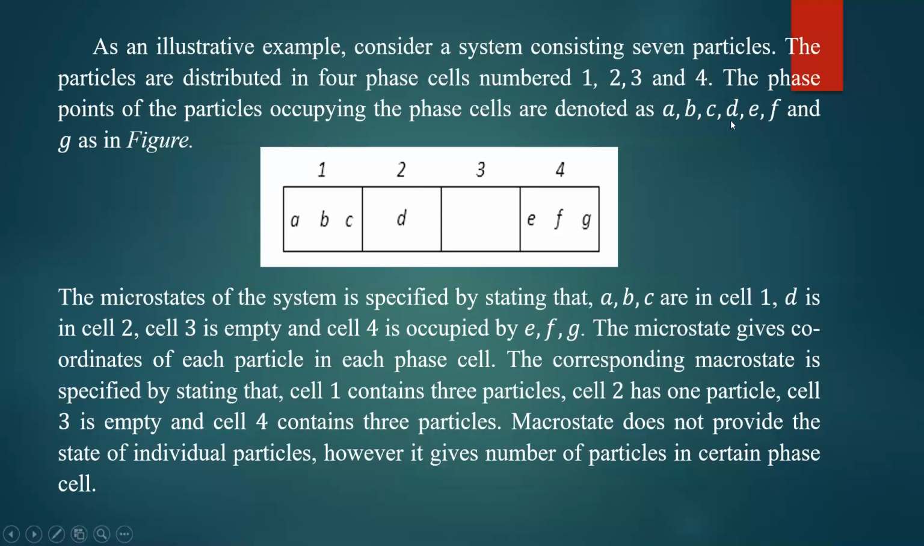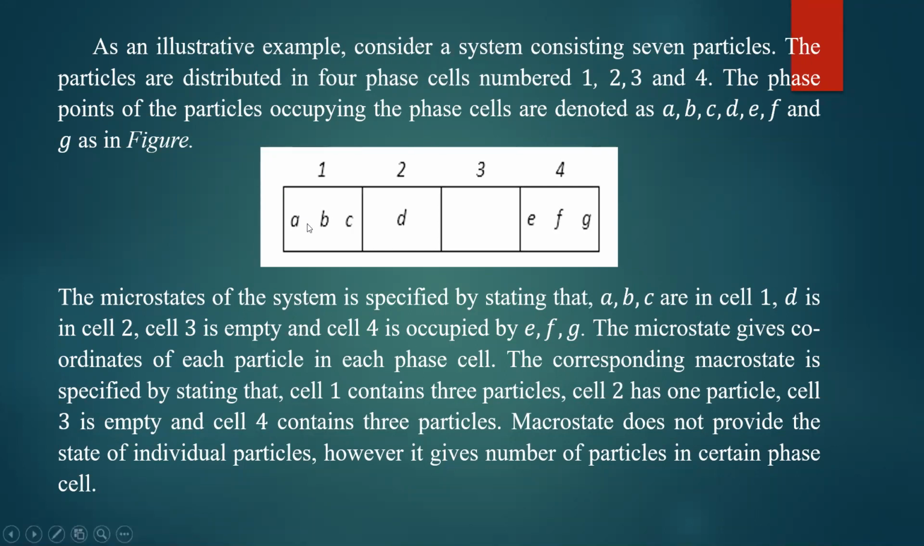Let us take 7 balls: A, B, C, D, E, F and G. 4 boxes are there. Let us assume A, B, C are in the first box, D is in the second box, no balls are in the third box, and E, F, G are in the fourth box. The macro state is represented this way: the first box contains 3 balls, the second box contains 1 ball, the third box contains no balls, and the fourth box contains 3 balls.